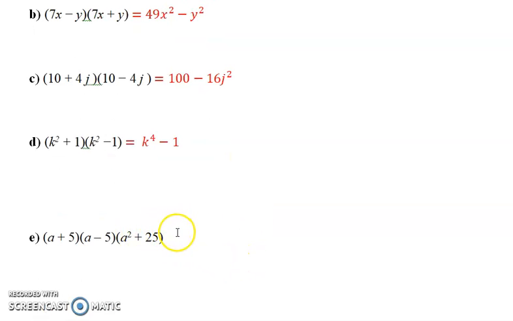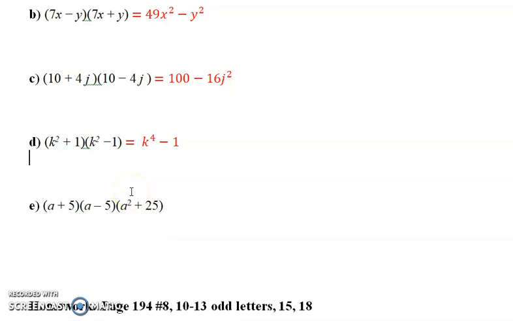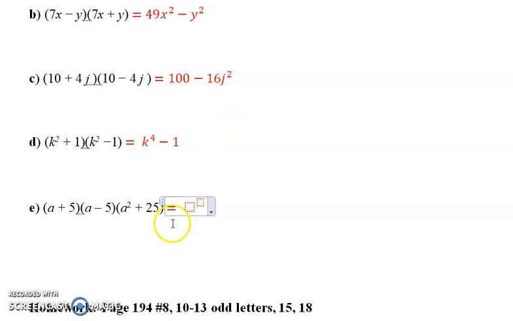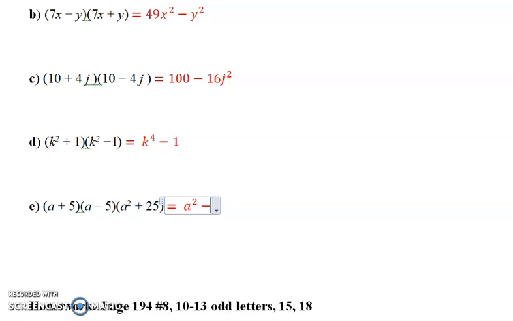This one here has a little more to it, but we just do the first two together, then we'll multiply that. So we're going to do the first two terms first, and then we'll see what we end up with, and you're probably going to guess what's going to happen, and that's fine. It's good to make those observations. So we have a squared minus 25. That was the first two binomials multiplied together.